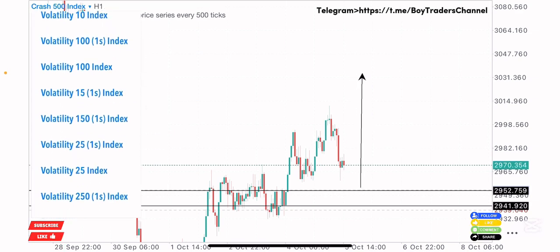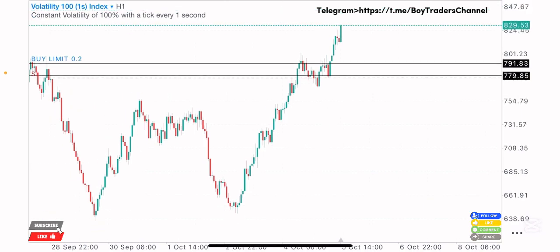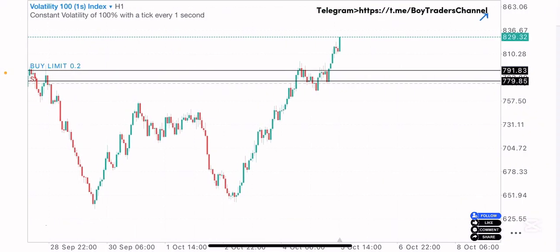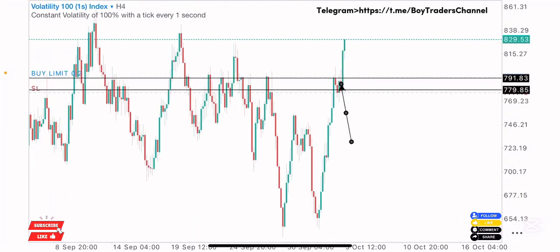Volatility 101S index got a buy limit order placed on my expected buy zone as well. Expect price to drop to this point, a retracement to this level. Then I'll be looking for a bullish continuation on this index.